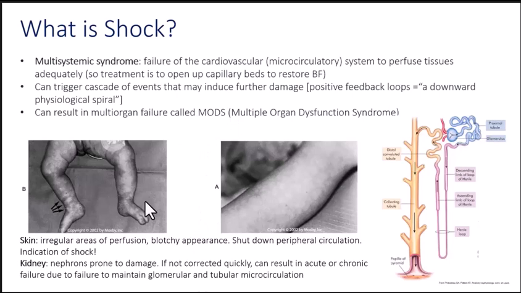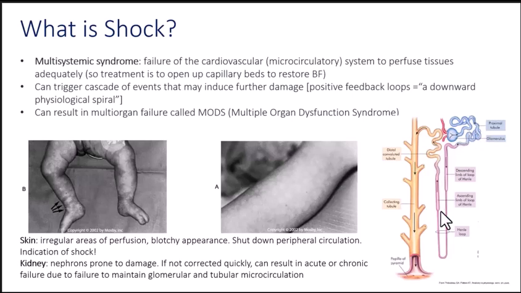I know this is a black and white image, but you can see in the skin the irregular areas of tissue perfusion, so it gives this blotchy appearance, and this can be an indication of shock. Remember that the functional unit of the kidney is the nephron, and there's like 1 million nephrons within the kidney, and it is the nephrons, so this whole tubular system that is both a tubular system and lots of blood vessels as well, they can be prone to damage when somebody experiences shock, and it needs to be corrected quickly because we need to be able to make sure that the kidneys are filtering, because they are a filtering system, filtering out what needs to be filtered out.